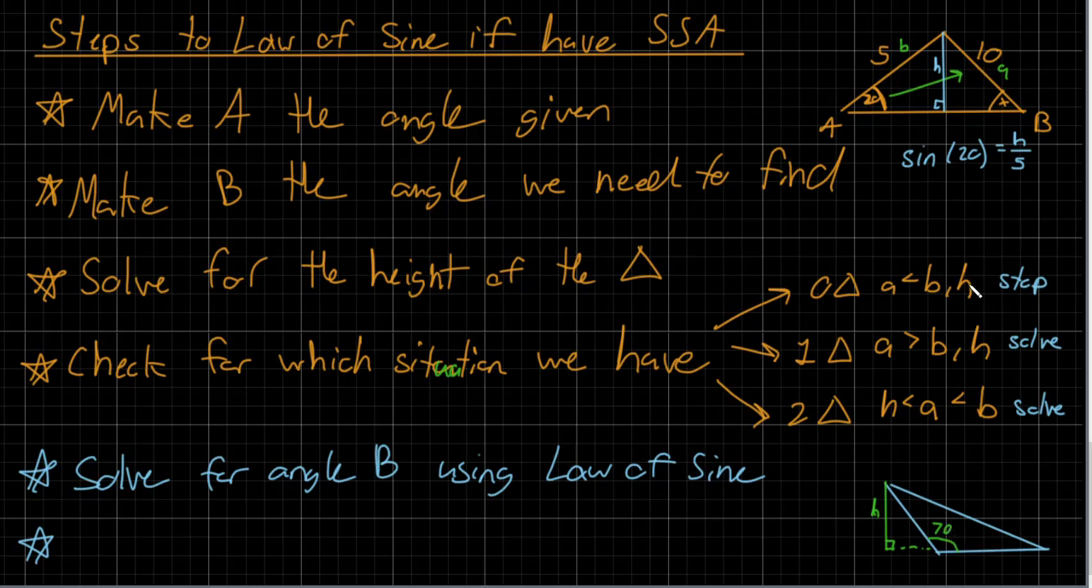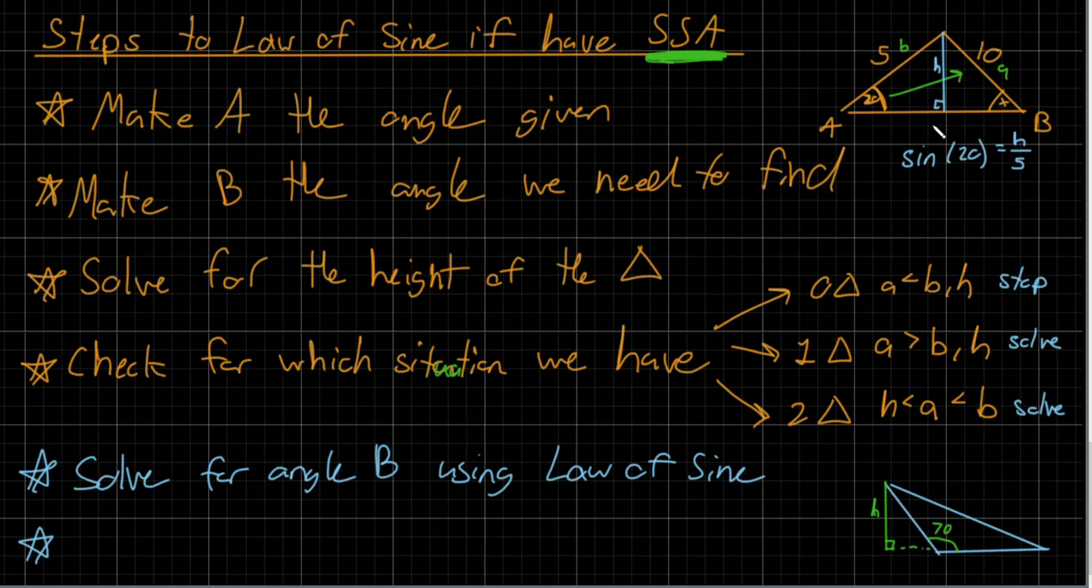To figure out what situation we have. Do we have 2 triangles? Do we have 1 triangle? Or do we have 0 triangles? Because we could have multiple solutions for this type of case. If we have this, we could have multiple solutions to what B is.